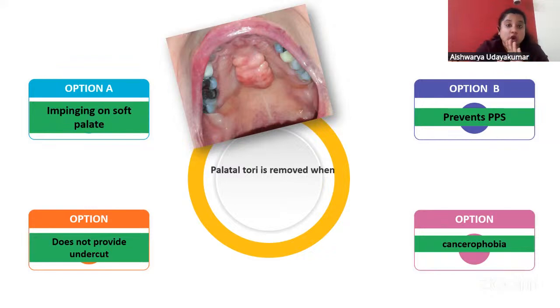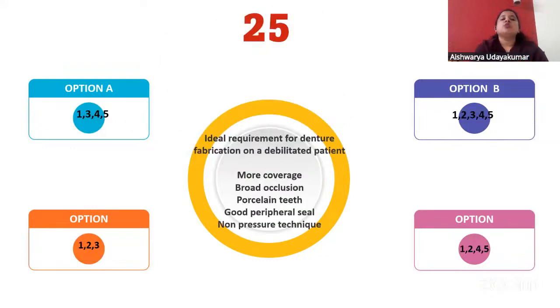Palatal tori is not removed if the size is smaller. It can be used as an undercut. It does not impinge on the PPS. It can definitely be placed there by just relieving it on a ledge. Moving on, ideal requirements of denture fabrication in a debilitated patient. That means the patient is very old, or has certain systemic diseases. Now, what a dentist should take care of when providing a denture is the question.